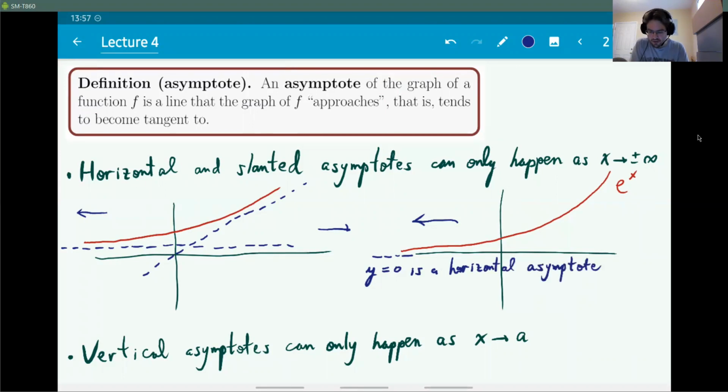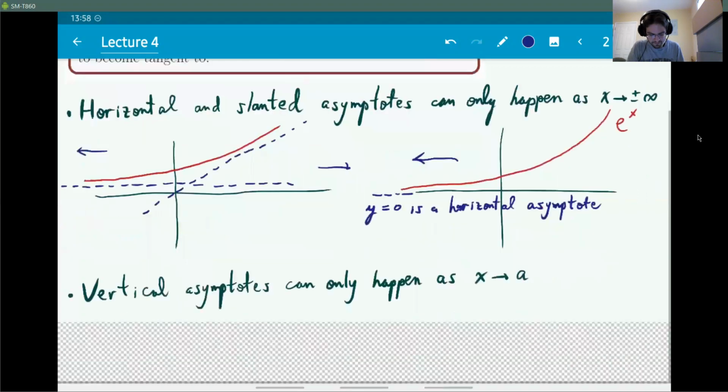However, in the other direction, if you were to extend this graph, you would see that it is not approaching any line. It just tends to become more and more vertical. But it's not like it's approaching a line. It's not like it's going to stop somewhere and become vertical there. It just keeps going. So there is no line that it's approaching in that direction. But this first example here, horizontal and slanted asymptotes, is going to be the topic for next lecture. Today, we're focusing on vertical asymptotes. So let me talk about that now.